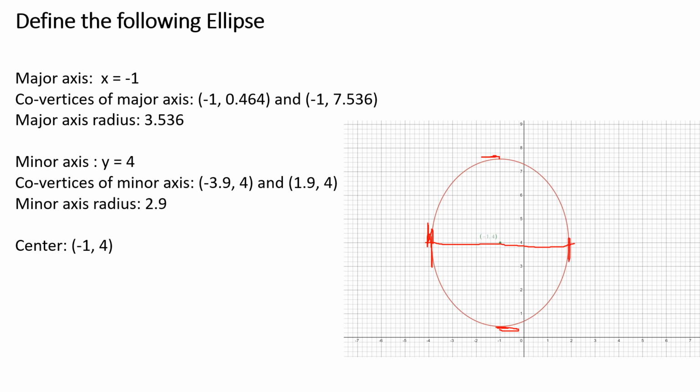The minor axis radius is 1, 2, 3. Let's see, 1, 2, I got 3 point. Nope, that's the minor one, 2.9. It's almost 3, and then the major one is 1, 2, 3, about 3.5. I actually got here 3.536.